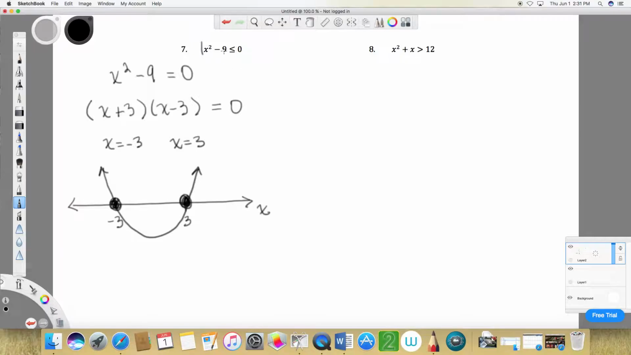Now, if I want values of x such that x squared minus 9 is 0 or negative, well, I've taken care of the 0. If you plug in negative 3 or positive 3, 3 squared is 9 and 9 minus 9 is 0. Negative 3 squared is 9 and 9 minus 9 is 0. These points are definitely in my solution set.